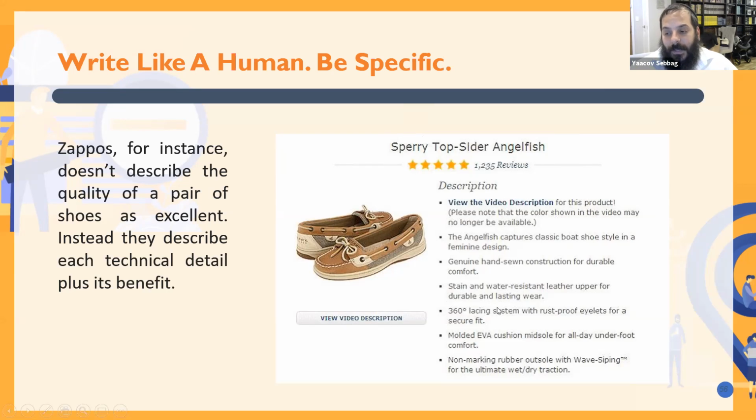Stain and water-resistant leather upper. So these shoes are going to last you in the rain. 360 lacing system with rust-proof eyelets. I guess that's how the shoelace wraps all the way around the whole foot. Modern EVA cushion midsole for all-day comfort underfoot. So they didn't write best shoe, most comfortable shoe in the world. They described that it has an EVA cushion in the midsole. Non-marking rubber outsoles with wave siping for the ultimate wet-dry traction. So they spent more time describing it. Descriptions are better than cliches or tags that you put.